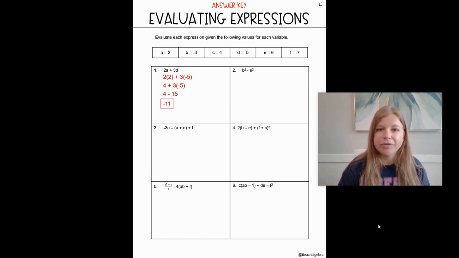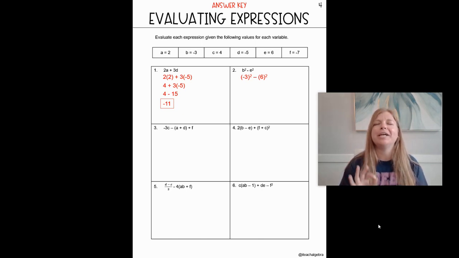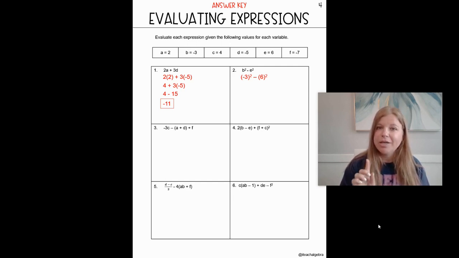Well, B is -3 and E is 6. So I need to make sure, especially when I'm raising anything to an exponent, that when I substitute in my values, I put parentheses around them. Now, please trust me. Always put parentheses around the values that you substitute in, especially when they're negatives. Also, especially if you're ever using a calculator to help evaluate anything, you need to make sure those negative values go inside parentheses before you raise them to any power.